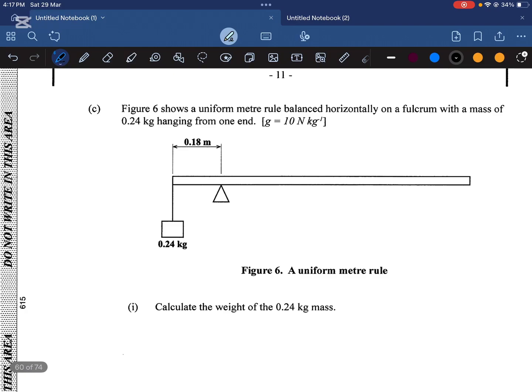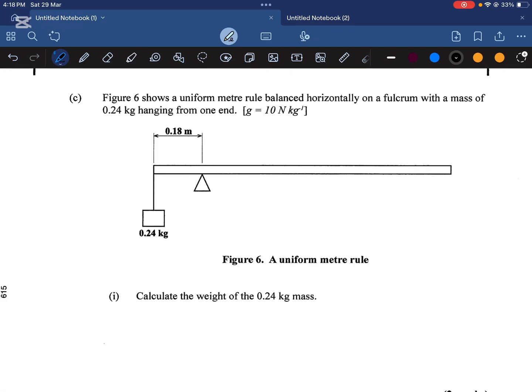All right, next is part C. Figure 6 shows a uniform meter rule balanced horizontally on a fulcrum with a mass, with g being 10 Newton per kilogram. Now, if we notice here, the pivot point is not in the center. So the center of the meter rule is somewhere there, and we know the ruler has a weight that always acts vertically downwards from the center. We're going to use that idea later on in this question.